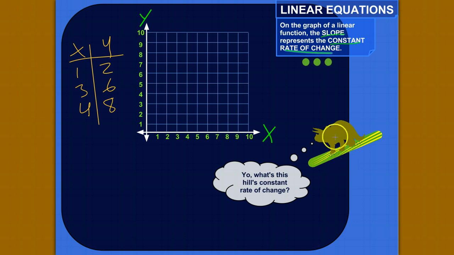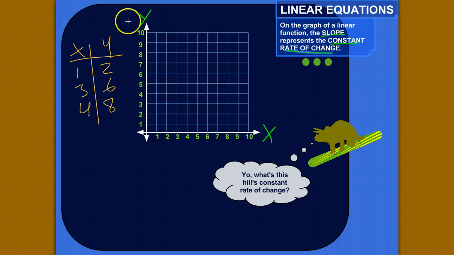Green, green, green, green. Mathceratops is doing some crazy snowboarding to illustrate the point of this, which is that the constant rate of change of a linear function is represented by the slope or the steepness of the line. So let me show you this example here.